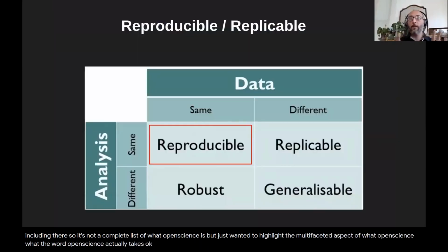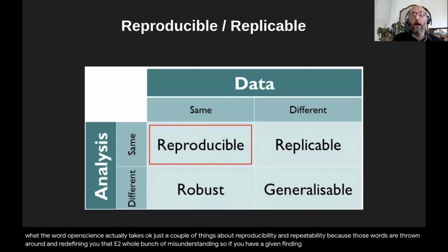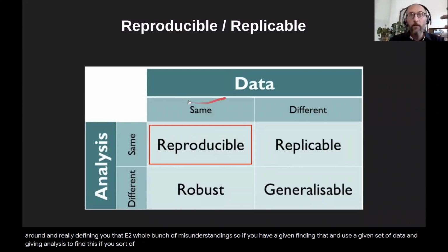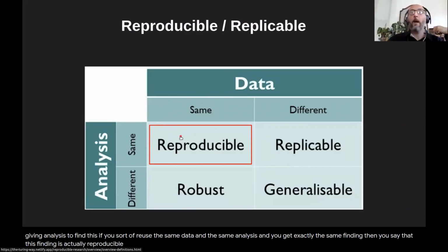Okay, just a couple of things about reproducibility and replicability, because those words are thrown around and rarely defined, and that leads to a whole bunch of misunderstandings. If you have a given finding and you use a given set of data and a given analysis to find this, if you reuse the same data and the same analysis and you get exactly the same finding, then you say that this finding is actually reproducible.